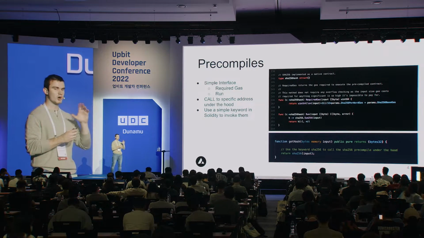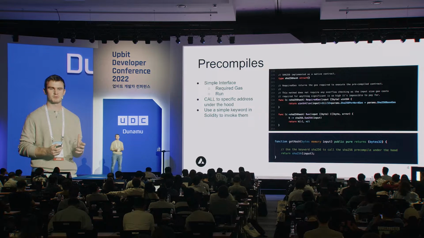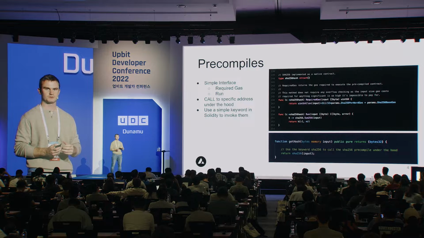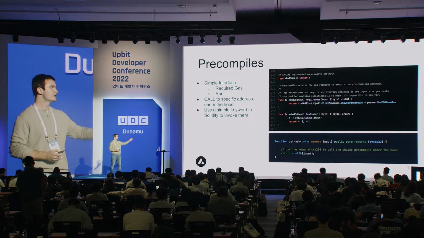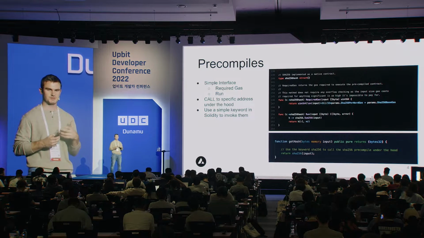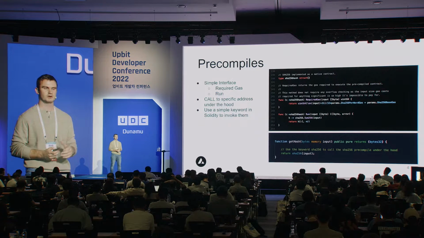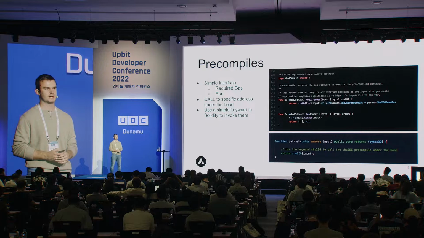And the way that this works under the hood is that there is actually just a pre-specified address that you call in the same way that you would call a normal smart contract, and you specify which address in order to specify which operation you want to use. So for example, SHA-256 hash would just be one address, and then you pass in the call data in the same way that you would pass in call data when invoking a smart contract.